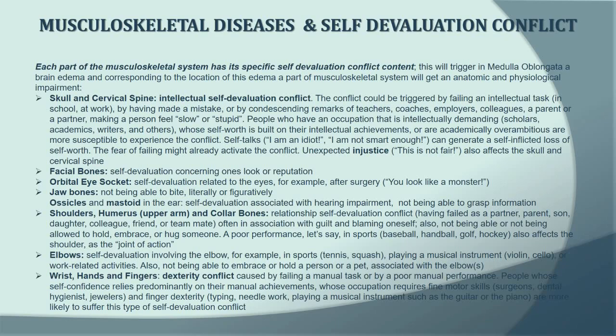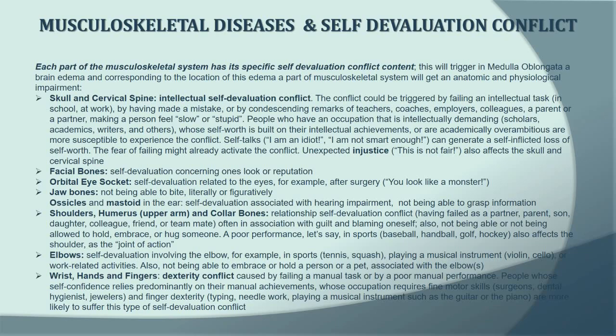Problems with your elbows stem from self-devaluation conflicts that involve the elbow, for example in sports, or playing a musical instrument or work-related activities. Also, not being able to embrace or hold a person or a pet is associated with elbow problems. Wrist, hand and finger problems, so dexterity conflict, are caused by a failing manual task or by a poor manual performance.